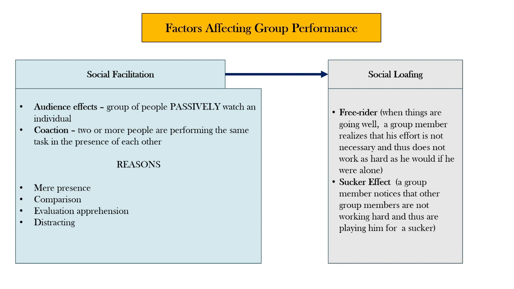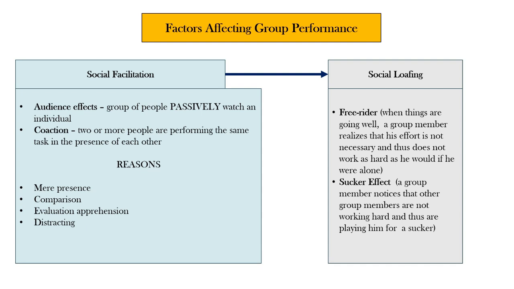Social facilitation and social inhibition can be further delineated by audience effects and co-actions. Audience effects, wherein a group of people passively watch an individual. Okay. We also have co-action. It's when two or more people are performing the same task in the presence of each other.